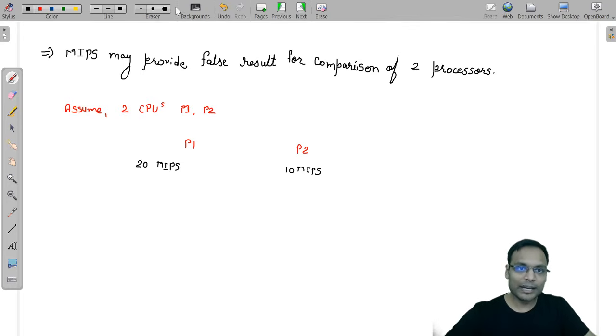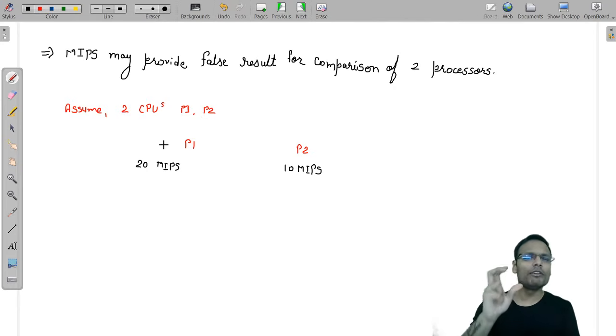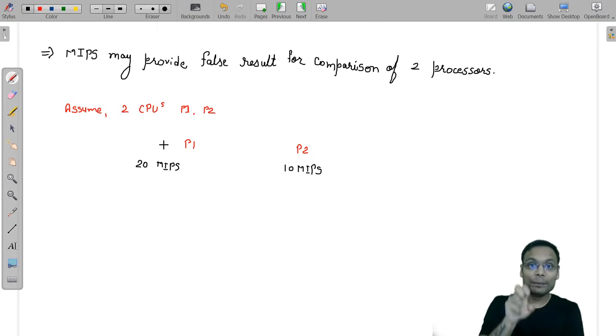Can I say P1 is a better processor? I can't. You know why? Just because it might be possible that the type of instruction P1 is executing is very, very complex, and P2 is executing very, very easy, simple instructions. In that case, this result may be a false result in the comparison, right?